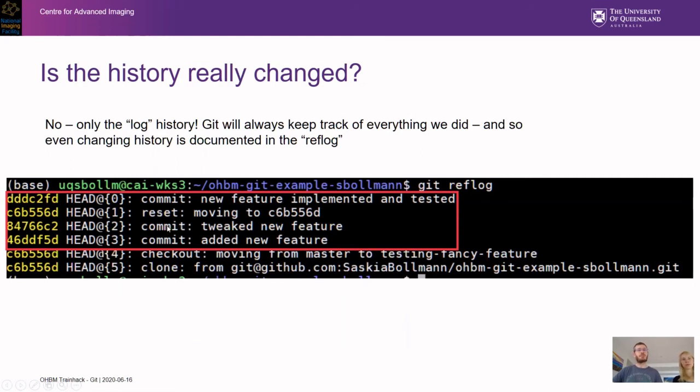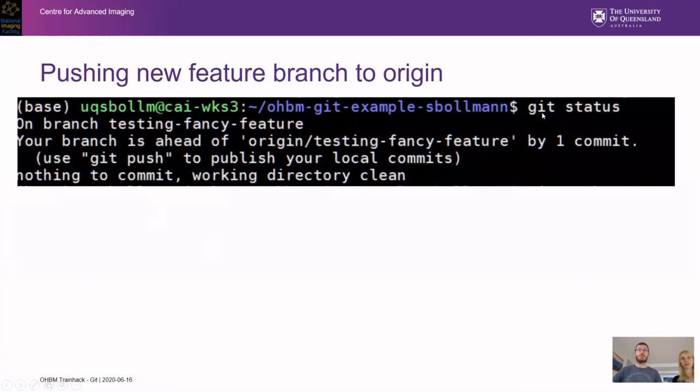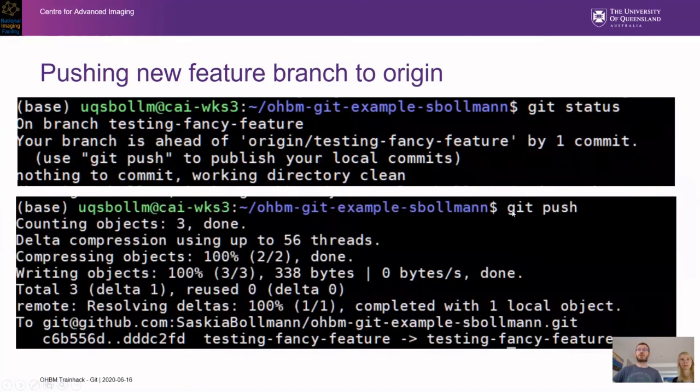And then I was embarrassed that I needed 2 commits to do this, so I reset the repository. So I moved back to C6B556D, and then I committed a new change where I relabeled my change and said new feature implemented and tested, because now I actually fixed that typo. And now it has a new commit. And now I'm happy. So I check the status, everything is committed, the working directory is clean, and then I can push. So now I'm sharing my changes with the rest of the world, and now it makes me look like a really good coder because I implemented this feature with one commit, and I didn't make a mistake, right?